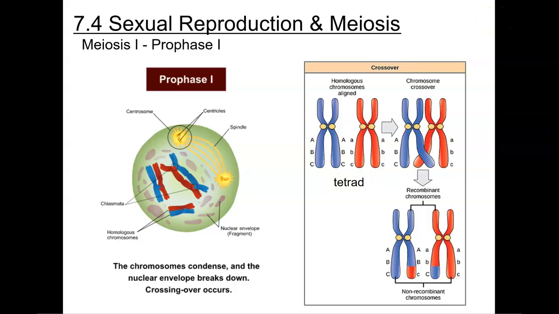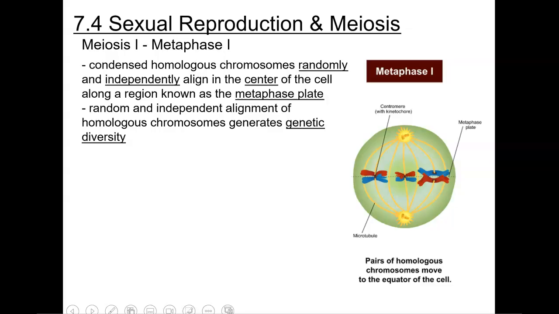Like we said, crossing over only happens during meiosis 1, and prophase 1 is the specific phase. Next, you're going to go into the second phase, which is metaphase 1. That's where those condensed homologous chromosomes are going to randomly and independently align in the center of the cell along that metaphase plate. So you see them line up.